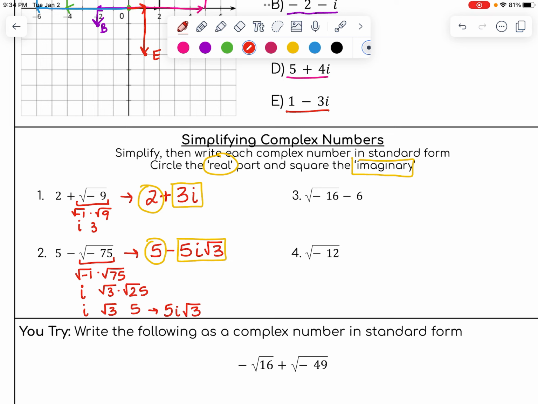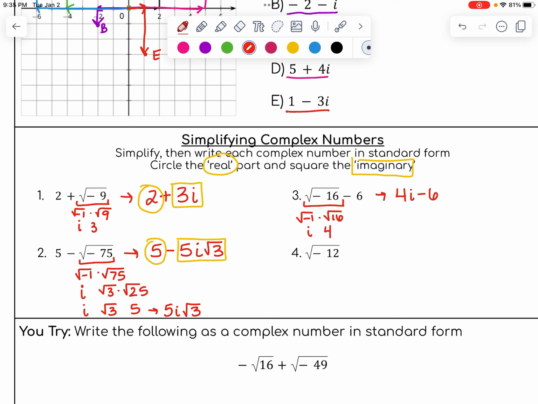All right, number 3, step 1 is to simplify that radical. Square root of negative 16 would be the square root of negative 1 times the square root of 16. The square root of negative 1 is i. The square root of 16 is 4. So we get 4i. So now I have 4i minus 6. Now this is not a finished answer because we need to rewrite it in standard form. Real goes first, imaginary goes second.